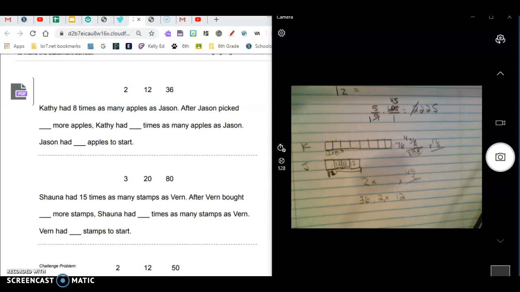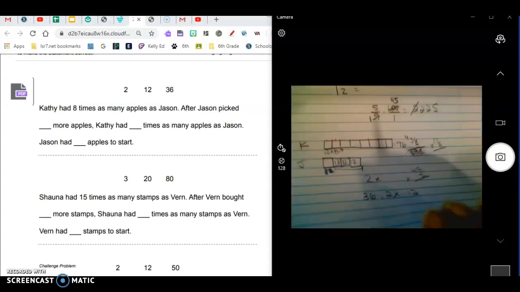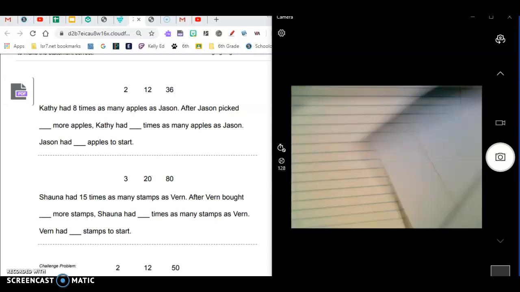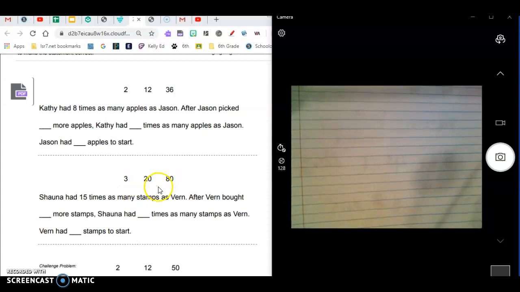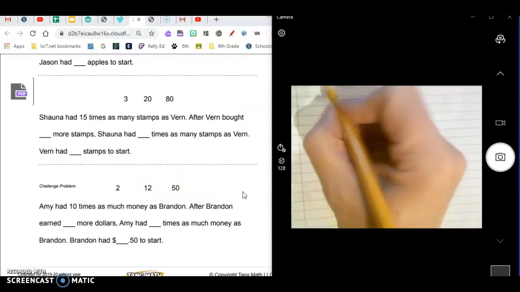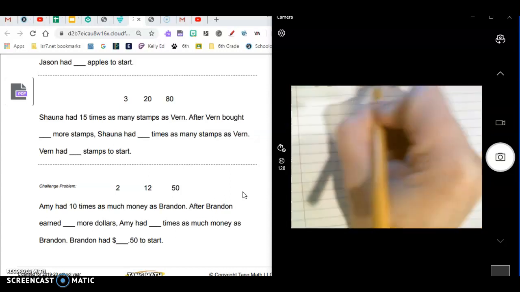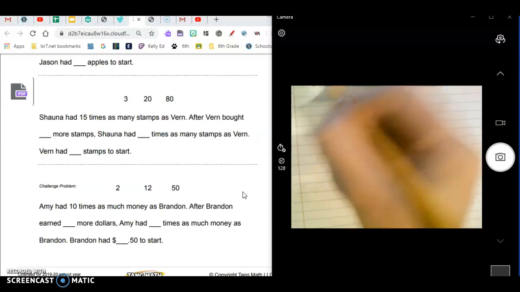It is strangely fun once it comes together and you figure out and you find some new tricks. I hope you feel the same way. Let's try Shauna's here. Shauna had 15 times as many stamps as Vern. So again, I like those tape diagrams to give me that visual. Even if I don't use it completely, at least I can start there.